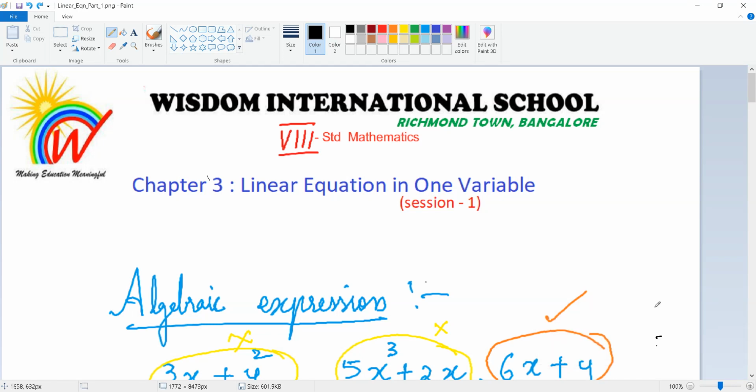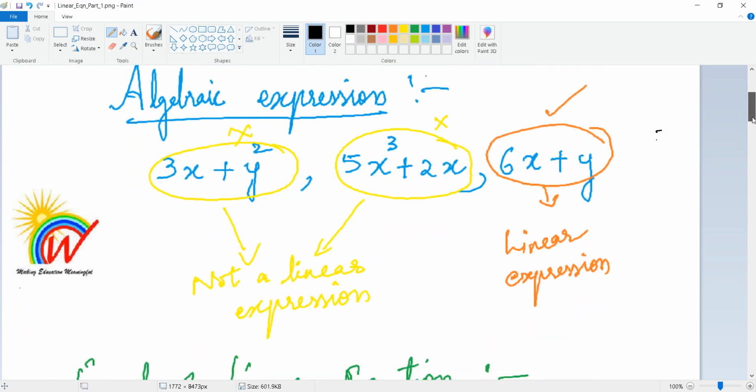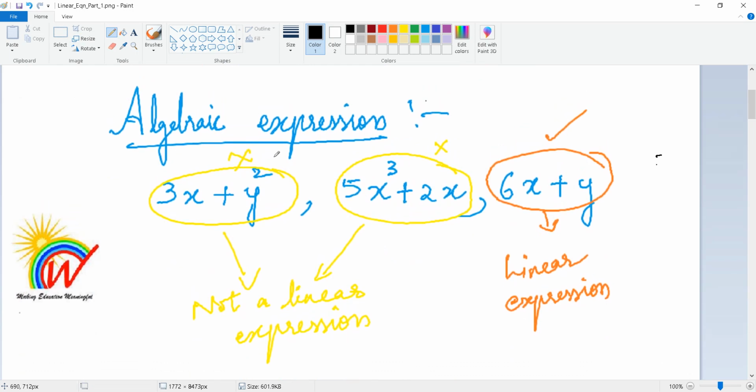So children, we have already completed the algebraic expression chapter. Now we are going to start a new chapter, linear equation in one variable. I hope you have all completed your algebraic expression notes. So now let's start this chapter, linear equation in one variable. We'll start with the algebraic expression, okay?